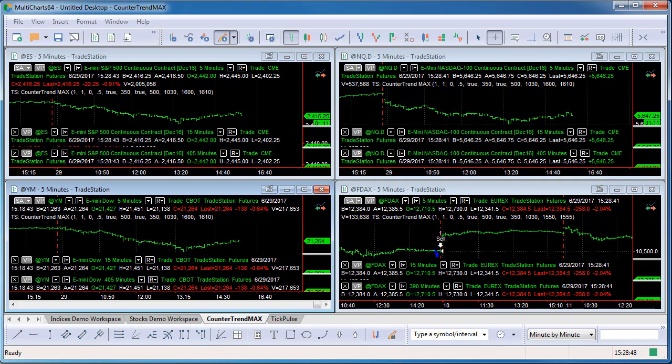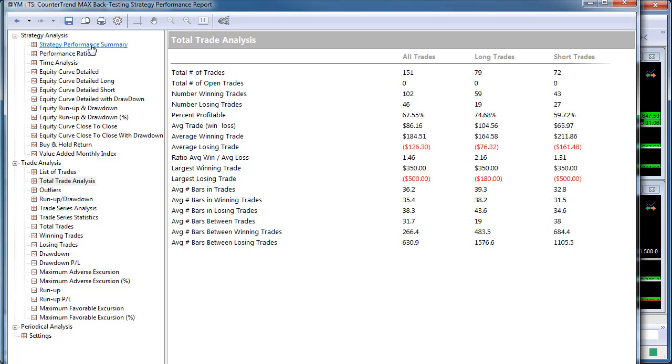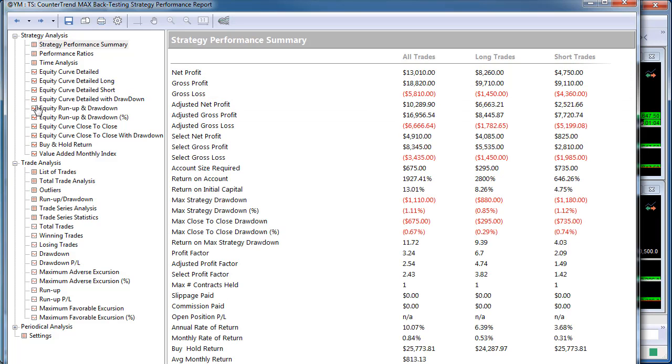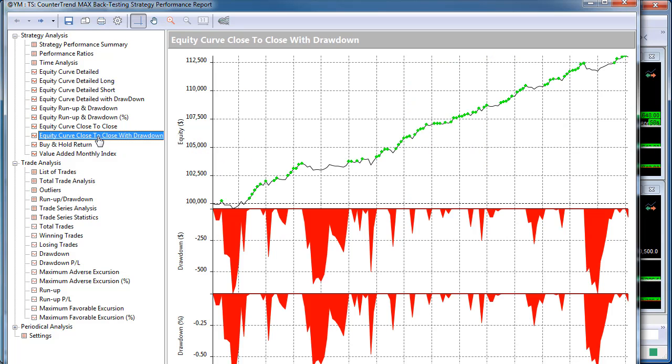Here is the E-mini Dow CounterTrend Max in MultiCharts, 13,010 total trade analysis, 151 trades, 86.16 average trade profit. Equity curve is for a drawdown. I really like this equity curve. It's a straighter equity curve. You get these lower dollar drawdowns.